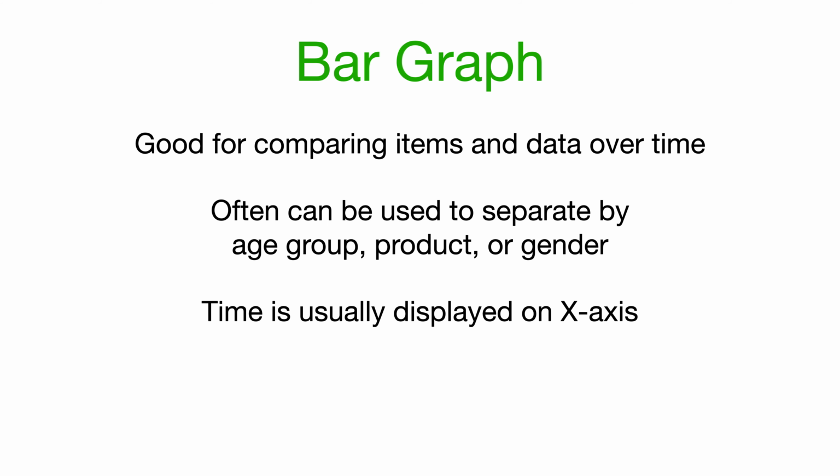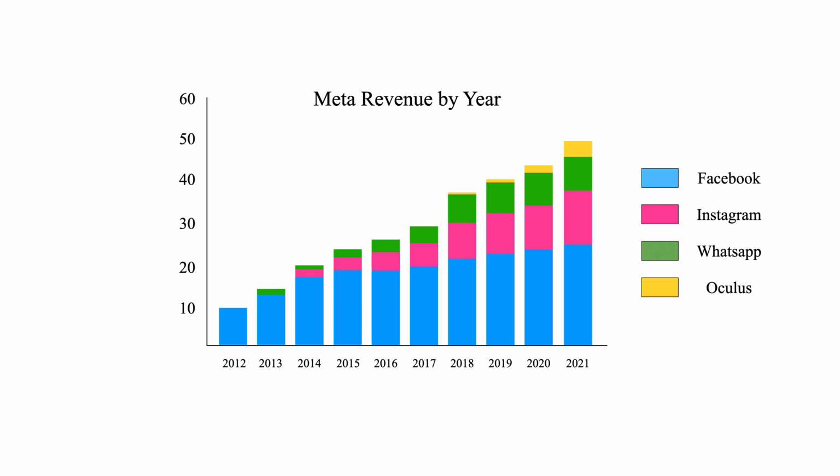So let's go ahead and look at some examples of bar graphs. This one is an example of Meta, aka Facebook's revenue per year. So again, you've got years on the bottom from 2012 to 2021. And then you have their revenue in billions of dollars per year on the side, from 10 all the way to 60, which is the highest on this graph.